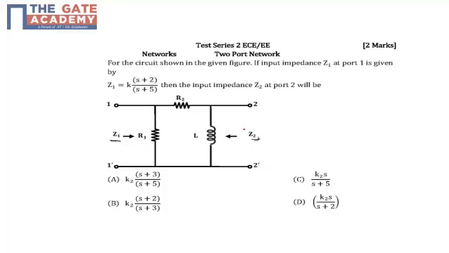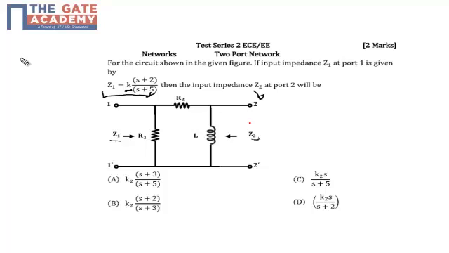And essential to that, the question has already given the expression for Z1, which is k times (s plus 2) upon (s plus 5). Now the question is telling me that if the expression of Z1 is this type, what would be the type of the expression of Z2? So basically, we have to compare the expression of Z2 with Z1 and find out which option is the suitable match.